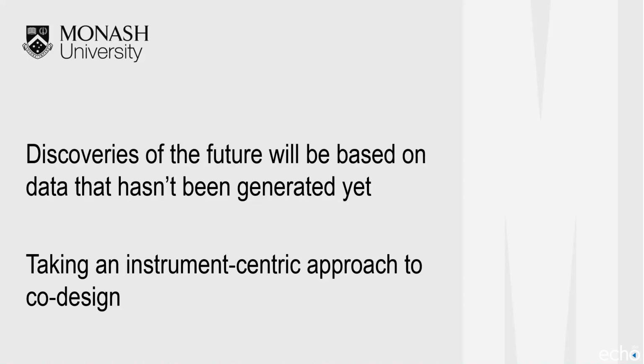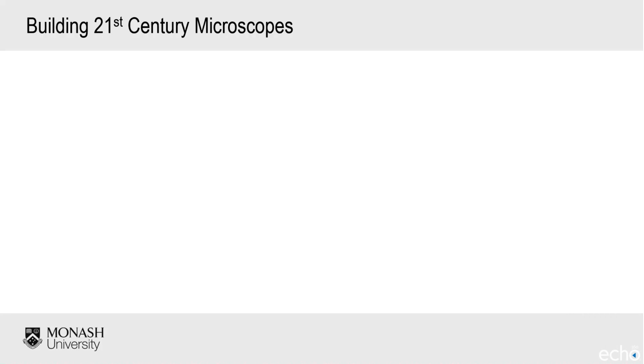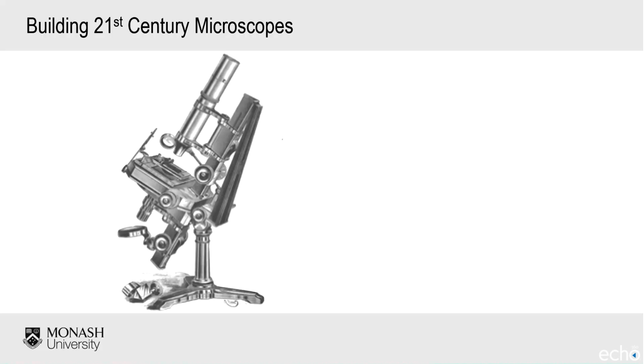is taken a very deliberate instrument-centric approach to this co-design journey. We start with the microscope, if you like. Now, this is a very old microscope, but it actually serves a useful purpose to describe what I'm going to talk about. We build 21st century microscopes. So what's a microscope? Well, I don't mean the old one like this. I actually mean something that creates an opportunity for researchers to discover something new, to see something for the first time and ask questions and to generate a hypothesis.